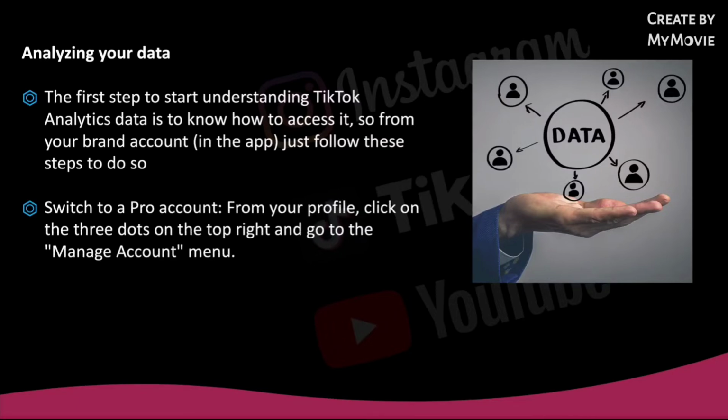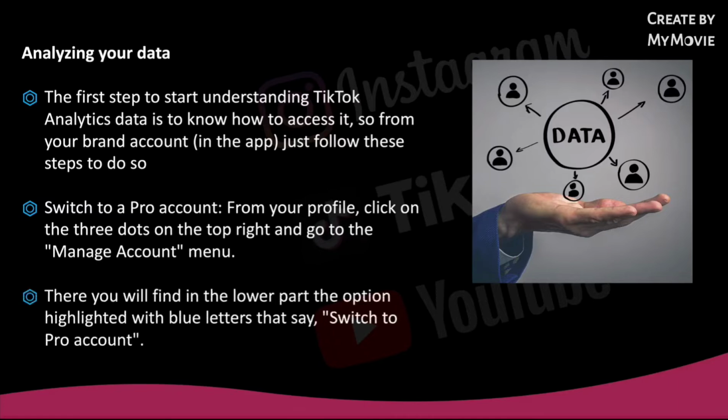Switch to a pro account. From your profile, click on the three dots on the top right and go to the Manage Account menu. There you will find in the lower part the option highlighted with blue letters that say, Switch to Pro Account.